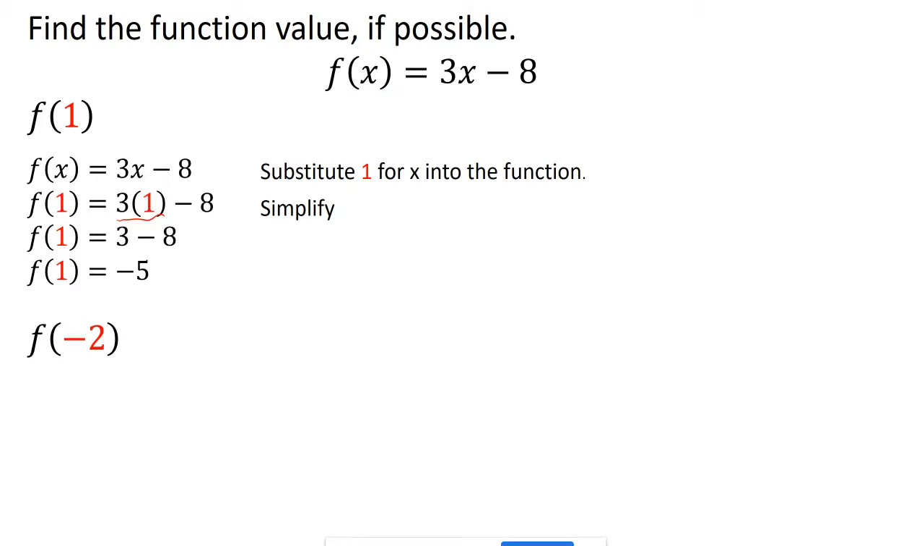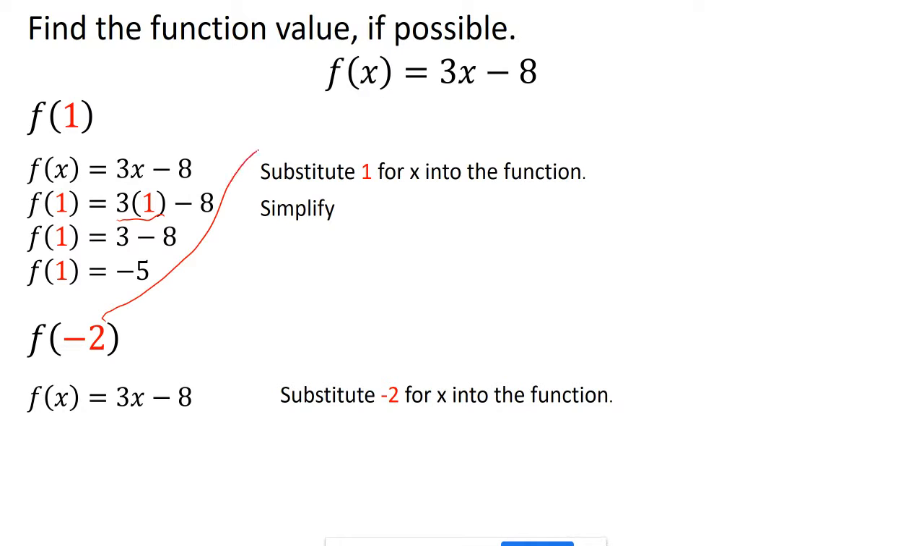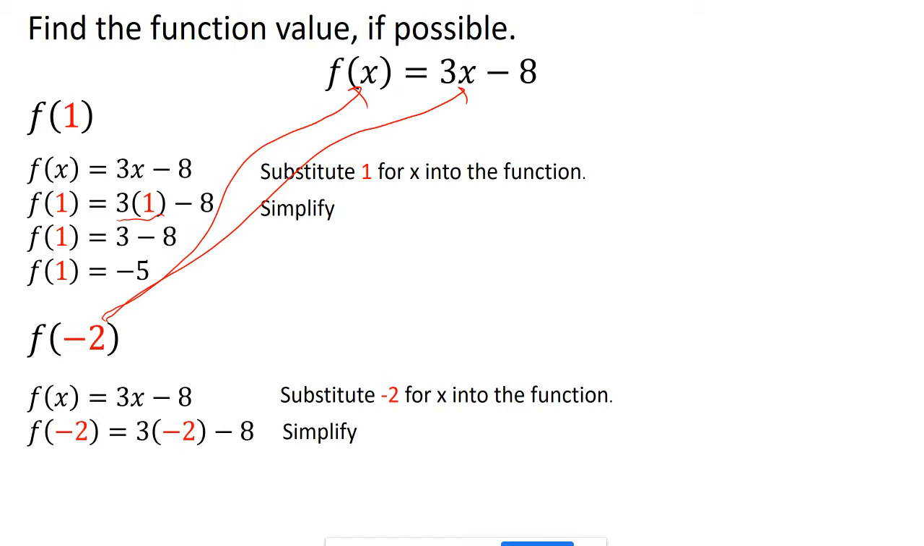What if we had -2? We would do the same thing. We want to plug in -2 into the function. So we're going to take our -2 and replace the x with a -2. So we would have 3 times -2 is -6 minus 8 equals -14.